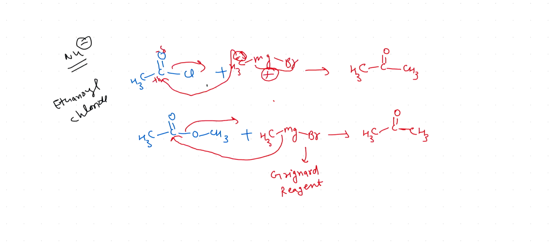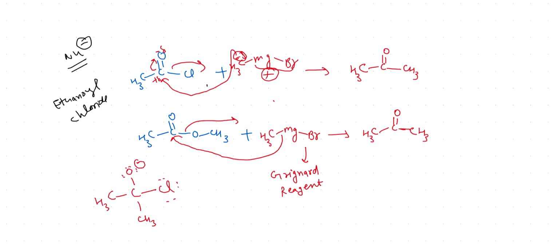So what will happen when this CH3 negative attacks? There will be an electromeric shift in the electrons. Then these electrons will be shifted towards oxygen. See its mechanism: CH3, C, O negative, CH3, Cl. 1, 2, 3, 4, 5, 6. So I am representing its valence electrons.